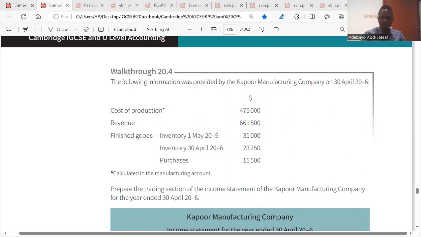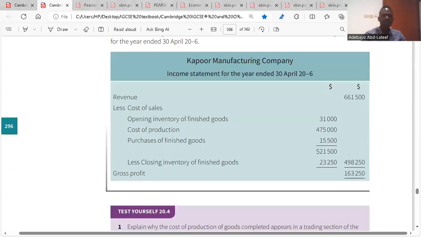So wait, let me get you. You don't get it? So we need to get our gross profit, right? So to get the gross profit, you prepare the income statement. Yes. You prepare the income statement as soon as you are done with the manufacturing account. So the manufacturing account is done. We have our cost of production. Good. From the cost of production, to get our gross profit, cost of production should be less from the revenue. Yes.